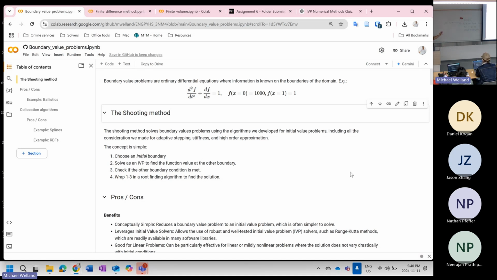So the concept is super simple. You choose which boundary you're going to consider to be your initial value. It is completely arbitrary, obviously. You solve it as if you were doing an IVP, and then you check whether or not the other boundary condition is met. You throw that into a root finder, and you're done. Great.